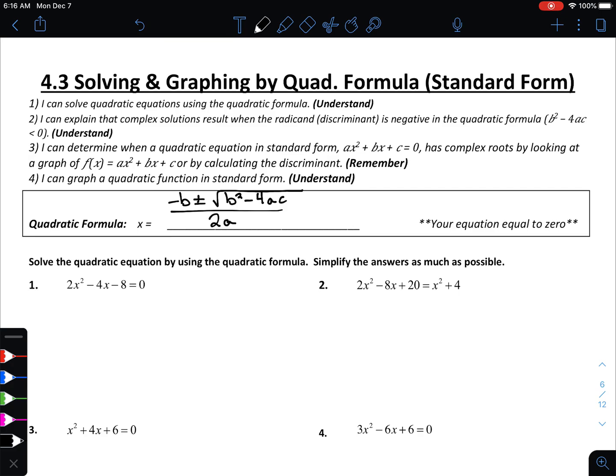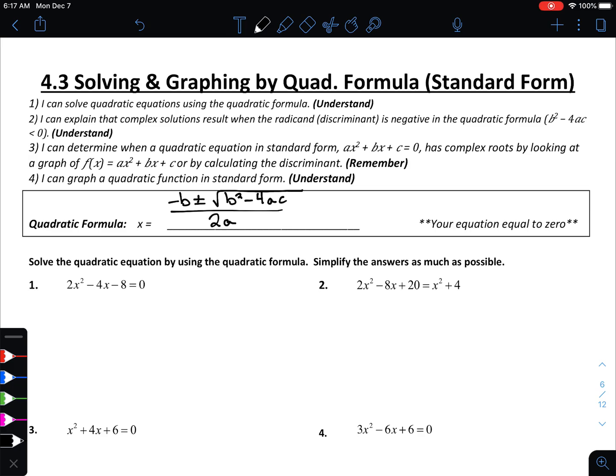The quadratic formula is not necessarily something you want to do all the time. You definitely want to first check to see, can I factor? Then would it be possible to complete the square? And if the answer to both of those is no, then the quadratic formula is kind of like your last resort.